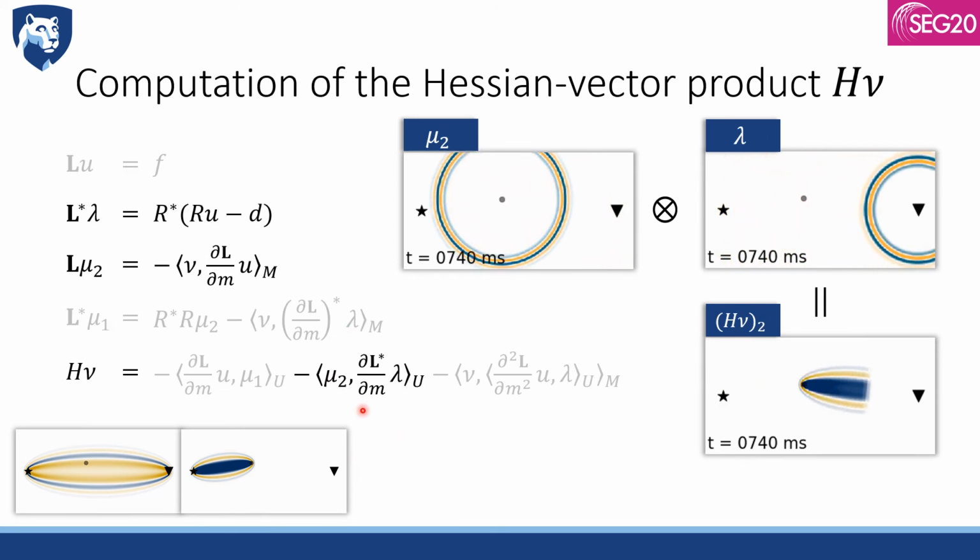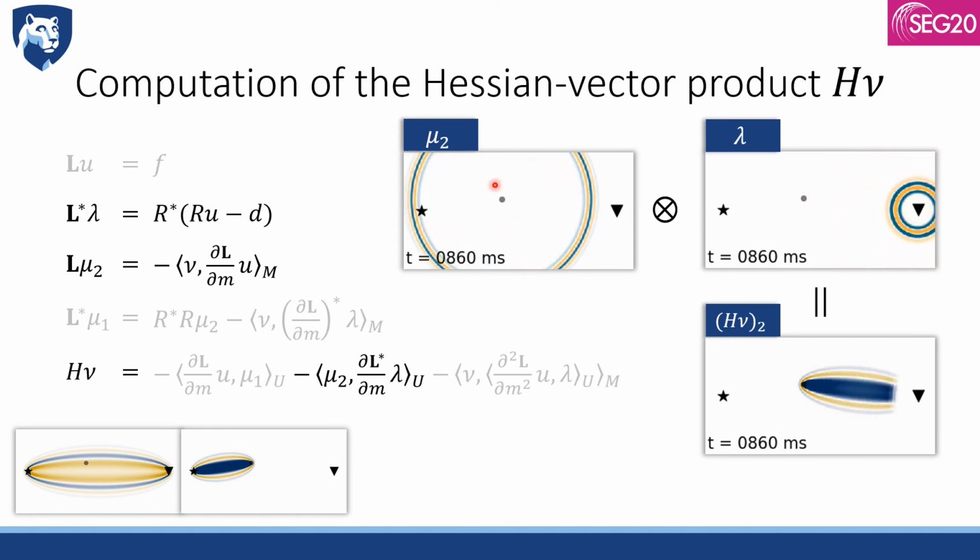The second term is the interaction between mu2 and lambda. Mu2 is excited by the scatterer, and lambda has the adjoint source at the receiver. So H2 is sensitive to the structure between the scatterer and the receiver.